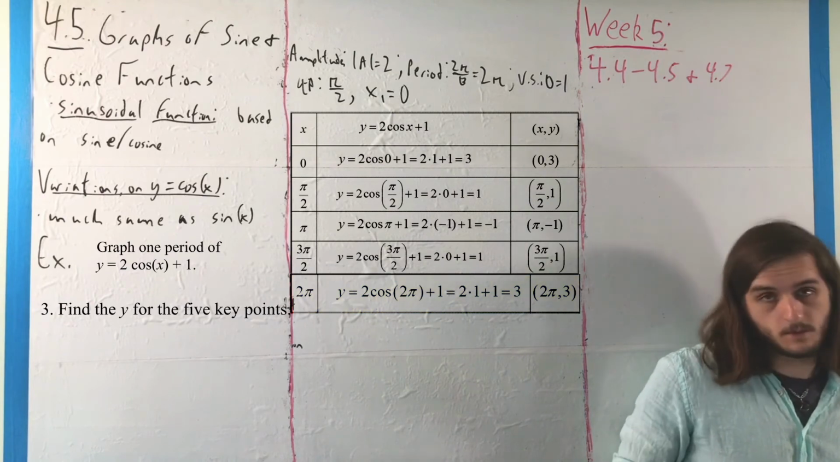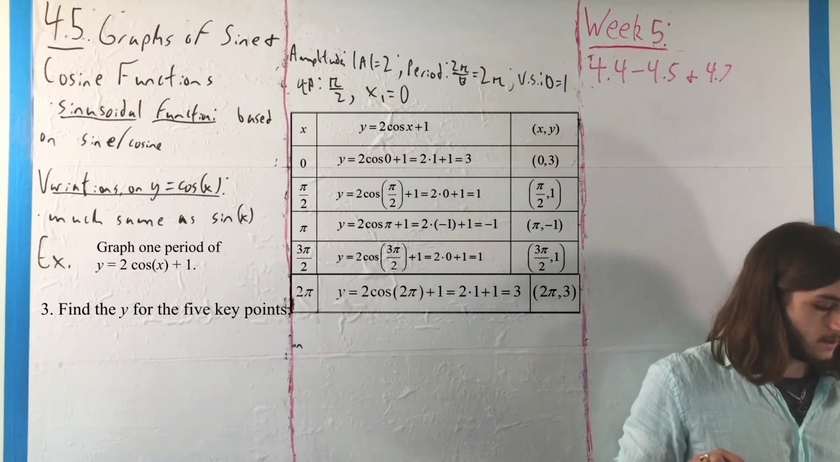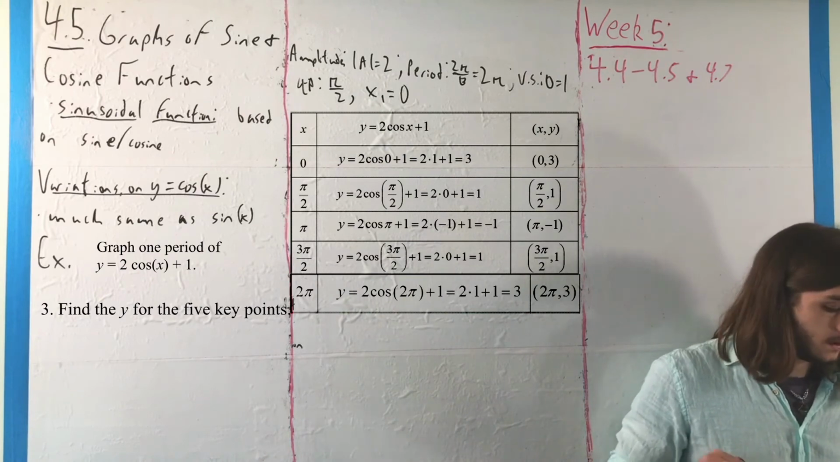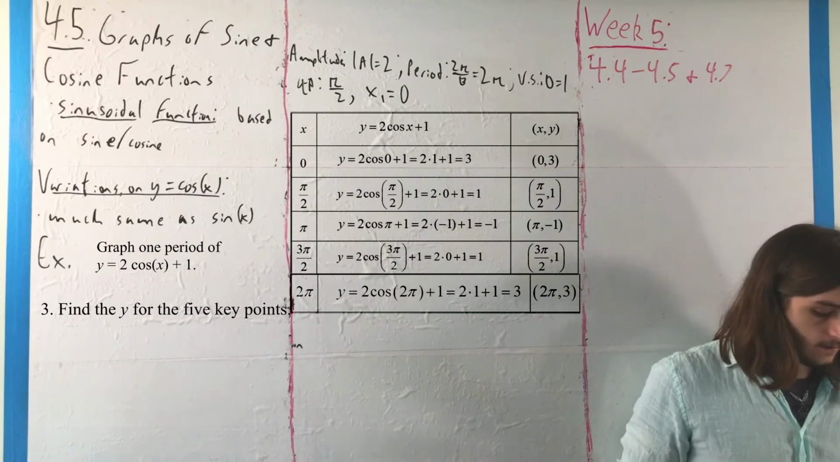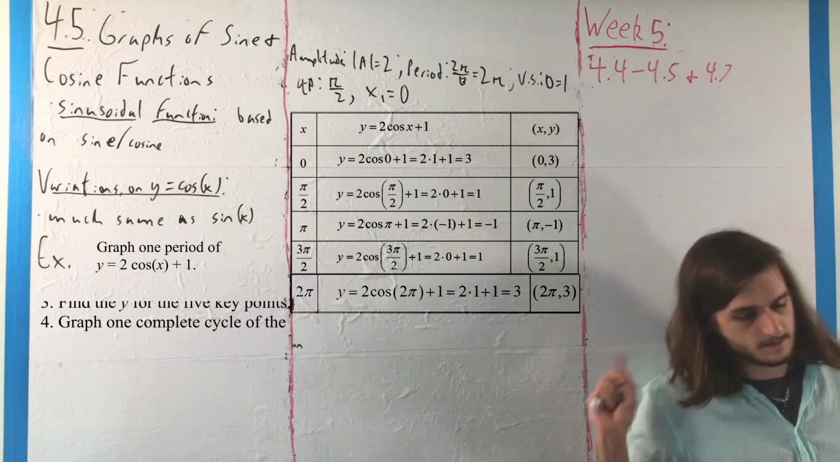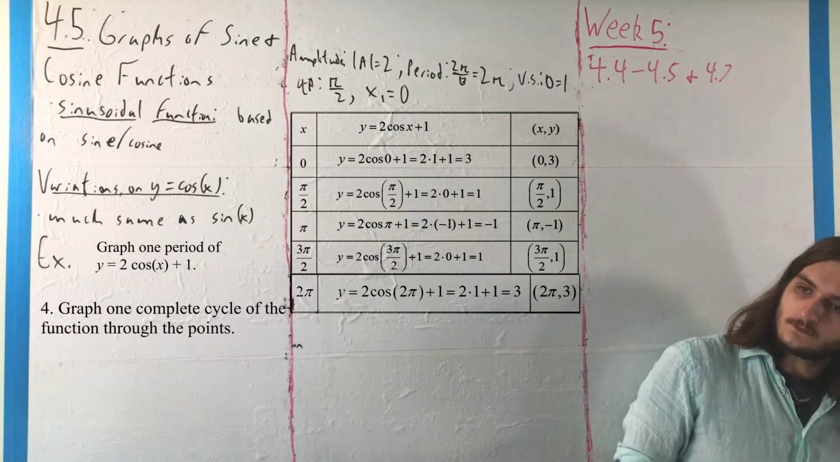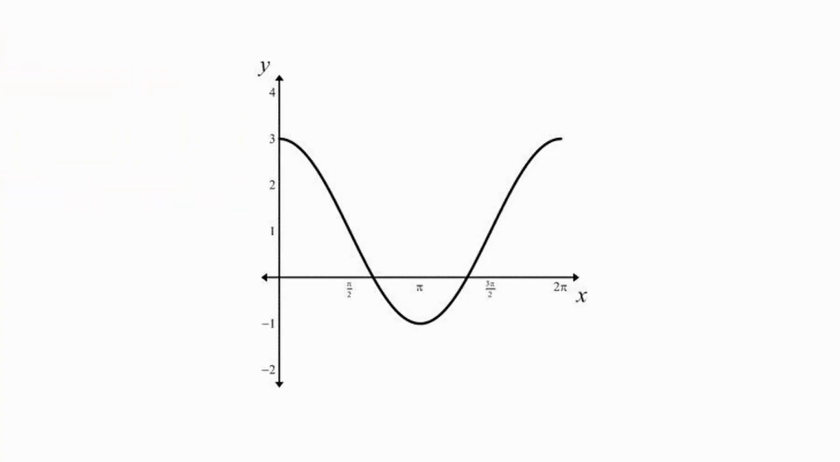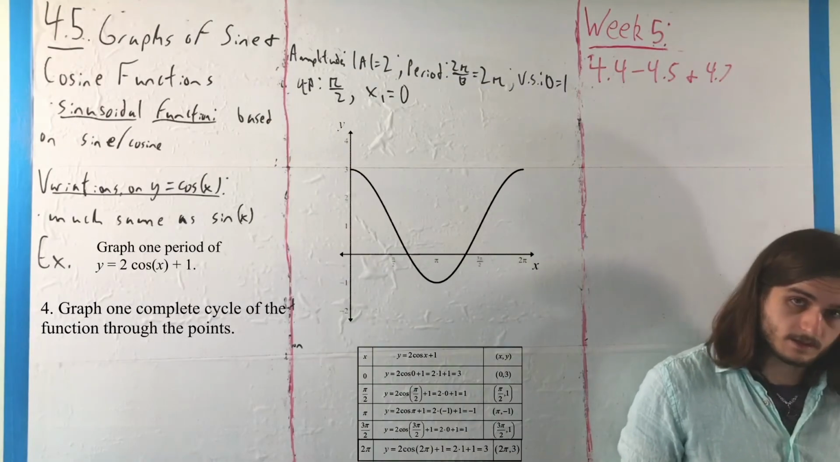So all told, we have the points 0, 3, pi over 2, 1, pi, negative 1, 3 pi over 2, 1, and 2 pi, 3, which if we want to plot for step 4, would net us a nice sort of cup shape, like so. But we don't have a step 5 to worry about here because we only wanted the one period, and that's what our process always gives us.